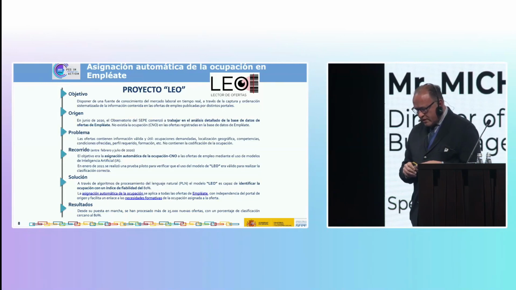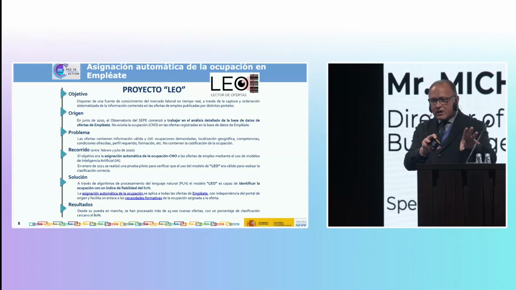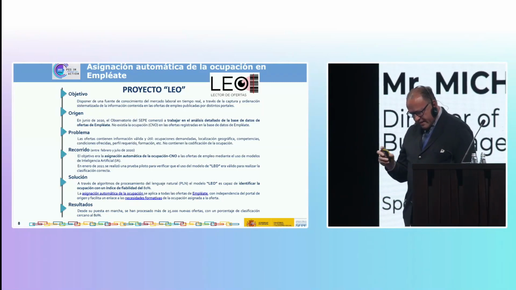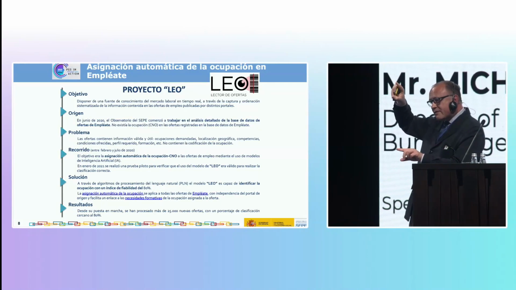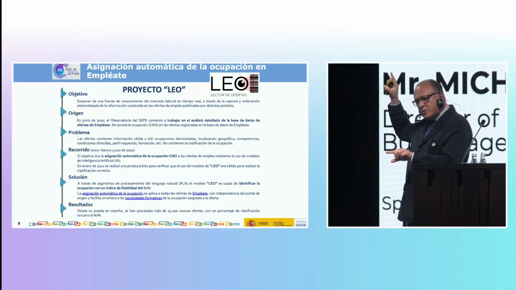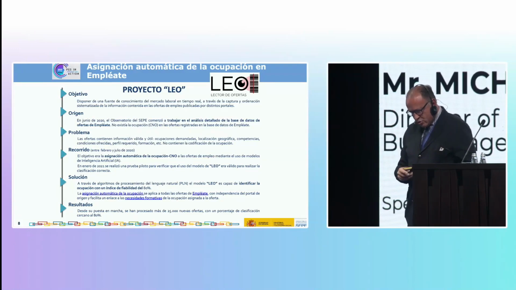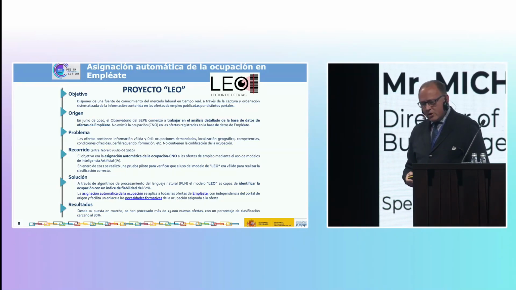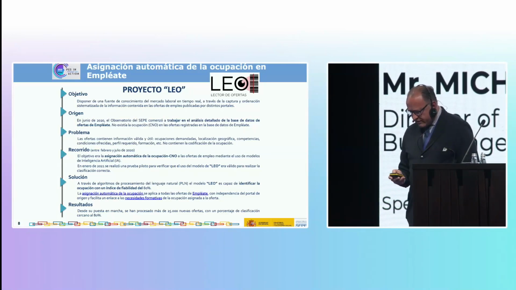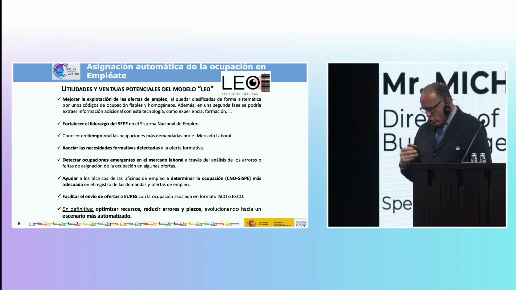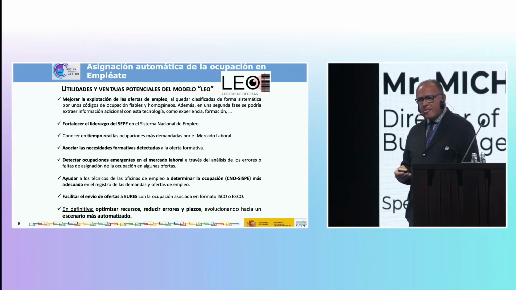And this uses natural language algorithms. And Leo is able to assign the occupation correctly up to 80%. And we use this method now for all the vacancies in the Empleate portal. And therefore, we have been able to establish a strong link between the training needs and occupations. We conduct monitoring, which allows us to identify the needs. We have processed more than 25,000 new vacancies, and the success rate has been 80%.